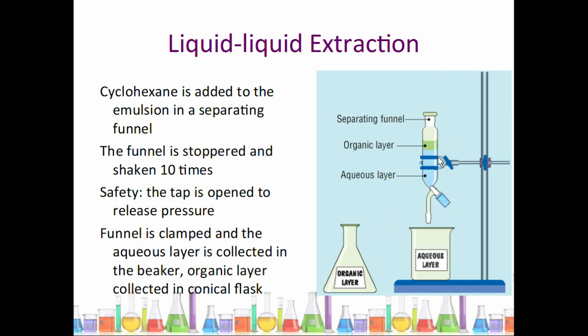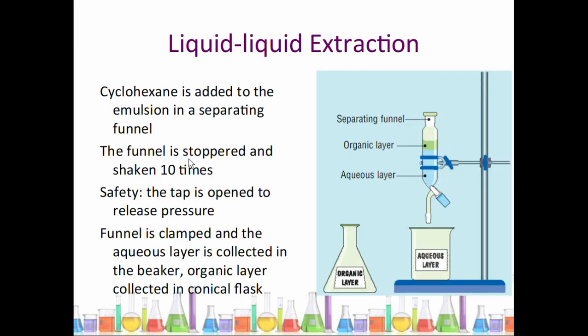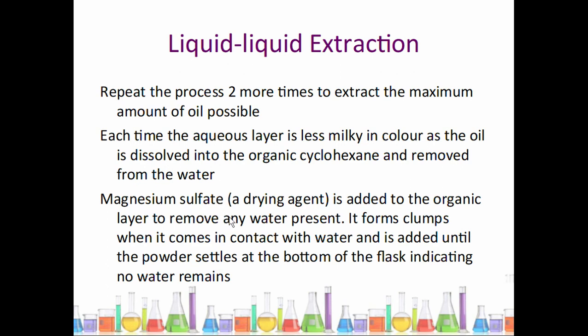Now, doing this once isn't going to get all of the oil out of the water. Remember, it's droplets of oil spread throughout the water. So we're going to repeat that process of mixing it up with more cyclohexane 2 more times to extract the maximum amount of oil possible, so 3 times in total. Each time the aqueous layer should be less milky in colour. So again, like I said, that cloudy colour should be there in the beginning. And as you remove the oil, the water layer, the aqueous layer, should become clearer and clearer.